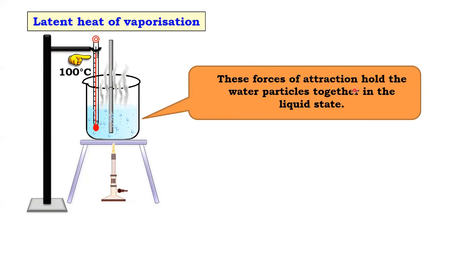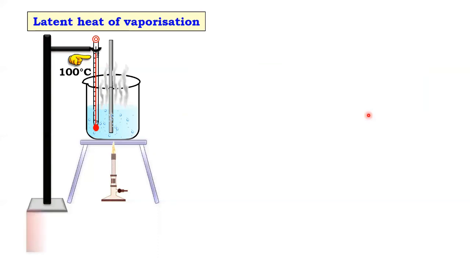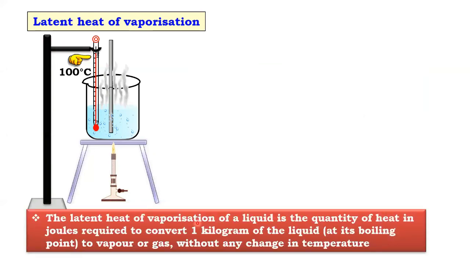These forces of attraction hold the water particles together in the liquid state. Let's see again. The latent heat of vaporization of a liquid is the quantity of heat in joules required to convert 1 kilogram of the liquid at its boiling point to vapor or gas without any change in temperature.